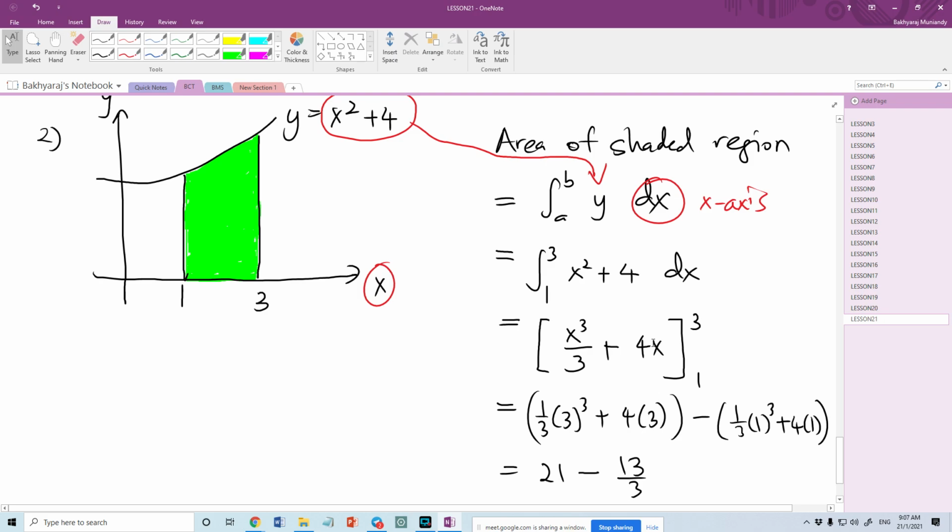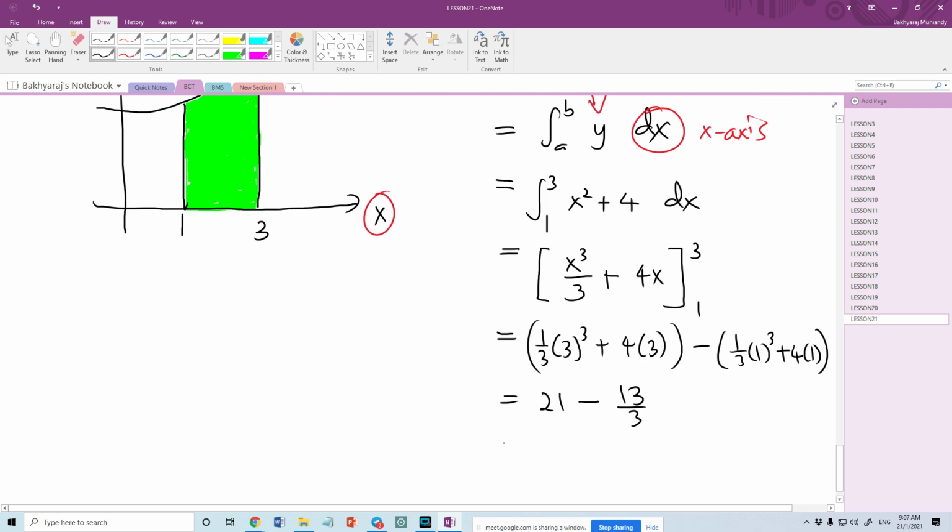Okay, the last answer, you put in decimal. 21 minus 13 over 3, you get? Yeah, correct. 16.67 unit square. Okay, why this time I suddenly ask you to put decimal? You might ask me why I suddenly put decimal, right? Decimal is just to see the value. Let's say you put 13 over 3, right? With 13 over 3 we cannot see what the area is.